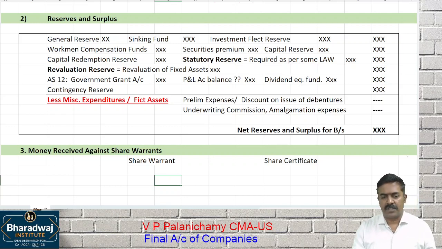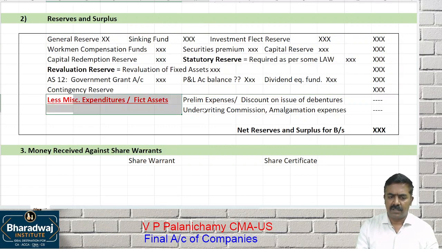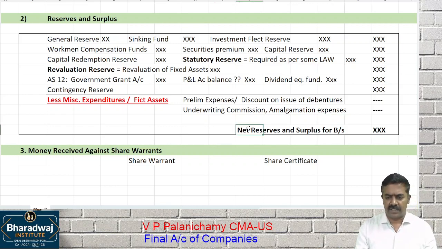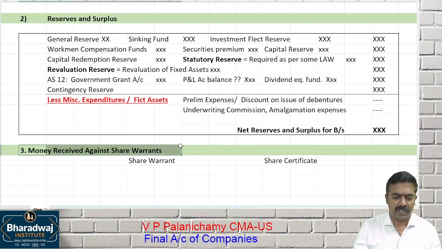So from all the reserves and surplus given in a question, add up, minus what? Miscellaneous expenditures or fictitious assets which do not have any realizable value. Eliminate them. It will give us net reserves and surplus for the balance sheet. What is the third one in the balance sheet? Shareholders funds, like A share capital, B reserves and surplus. What is the next one? Money received against share warrants.